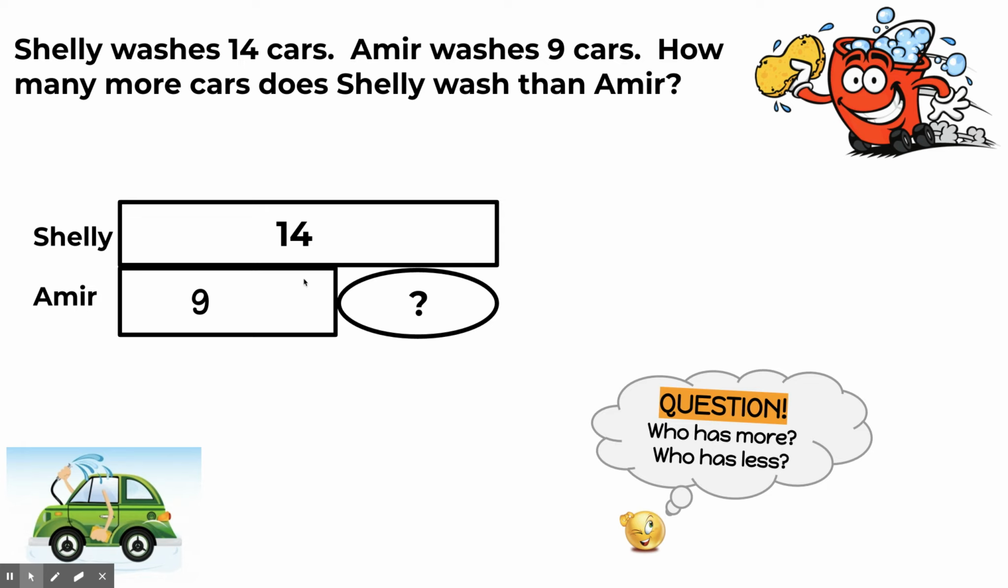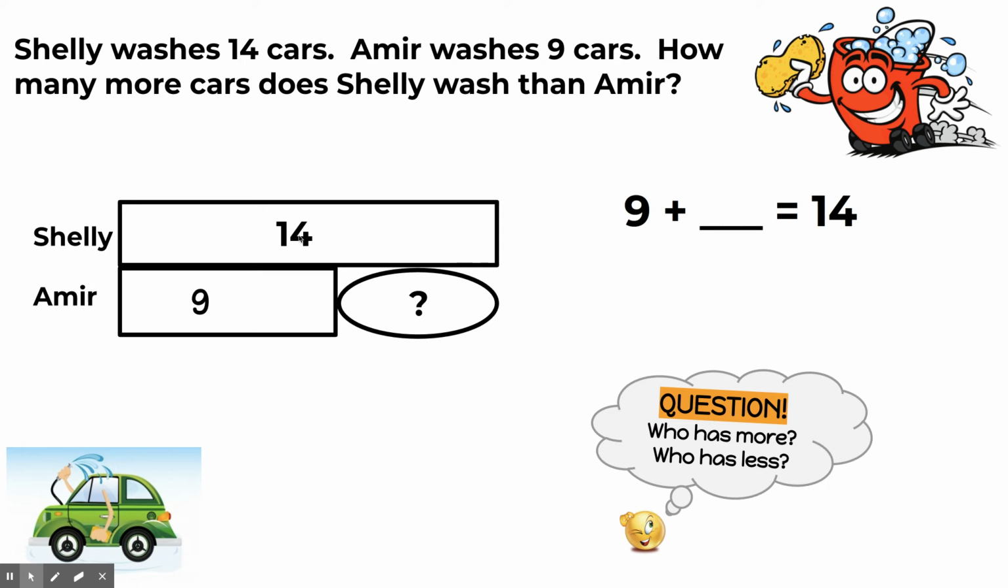Now my model is set up. Once I have this model set up, I can see very quickly that Shelley has the total. Amir's got a part of that total. And I know that if Amir got some more, he would have as many cars as Shelley. I also know that Shelley washed a certain amount of cars more than Amir. So I need to figure that out by doing one of two things. I can count on. I can say 9 plus this other part gives me the total. This part plus this part, and these are parts because they're inside of this total.